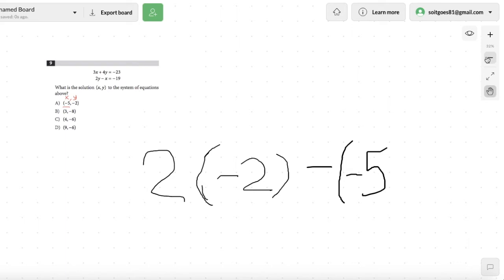Now we're subtracting a negative here, and this is a good little review of arithmetic. What do you do when you subtract a negative? When you subtract a negative from a negative, it's kind of like adding? Yes, when you subtract a negative, you're adding.